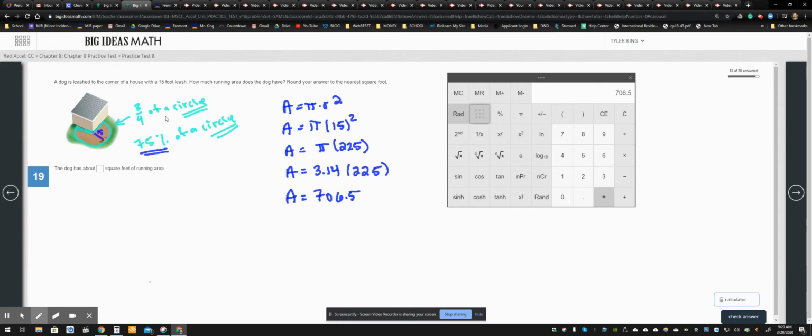Now, because we don't have the full circle for the area of the dog, we only have 75% of that area. What we're going to do is take this 706.5 and multiply it by 0.75. And that's going to give us the area for the dog. So we're going to take this and multiply it by 0.75. We're going to end up with 529.875.